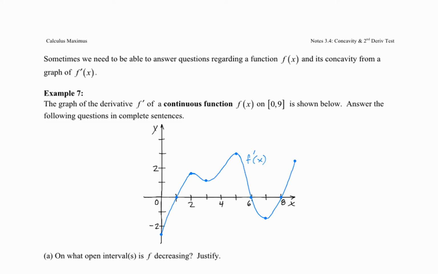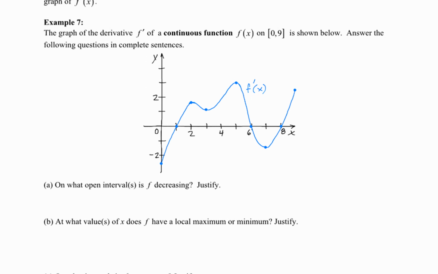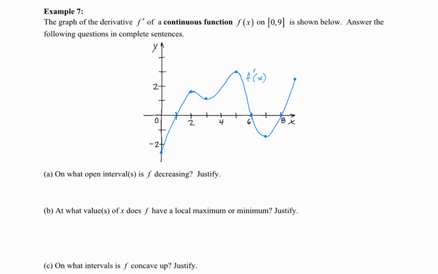Continuing with example 7. Alright, so now we're looking at a graph. Last time we looked at a table. Now we're using our visual clues to help us here. On what open interval is f decreasing? Okay, remember f decreases. We're looking for the places when f prime, whoops, is negative.